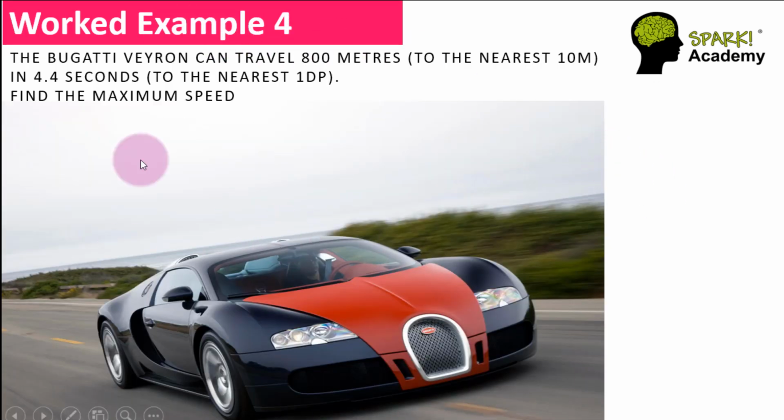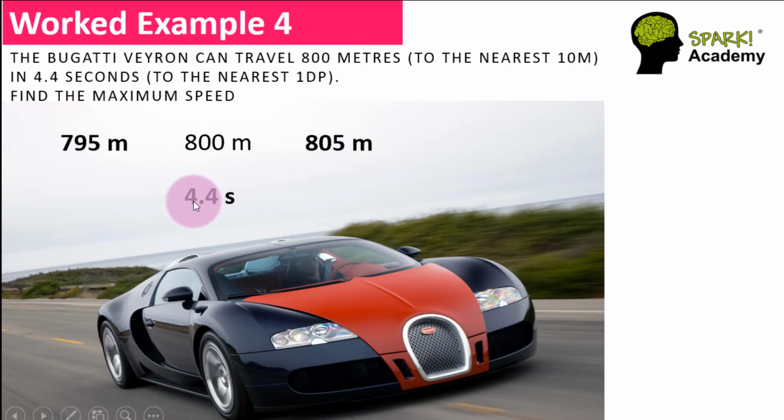Going back to the Bugatti Veyron again, it can travel 800 metres, to the nearest 10 metres, in 4.4 seconds, and the 4.4 seconds is to the nearest 1 decimal. We want to find the maximum speed. We'll start by finding the upper and lower bounds. The lower bound would be 795. The highest it could be is 805. One way to think about this, because it's to the nearest 10 metres, is you halve it and take that off and add it on either side.